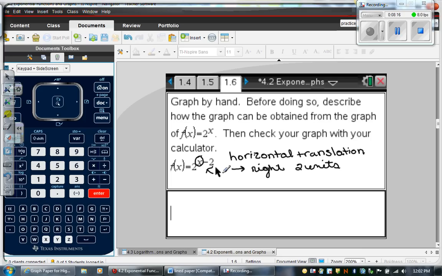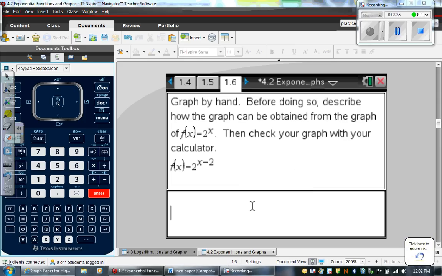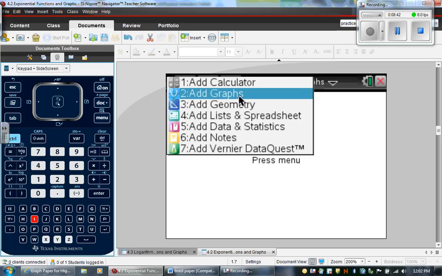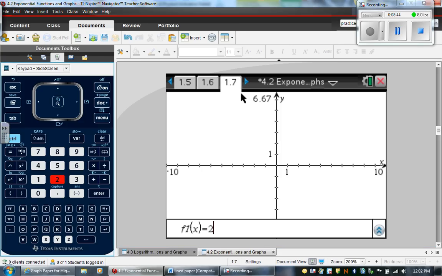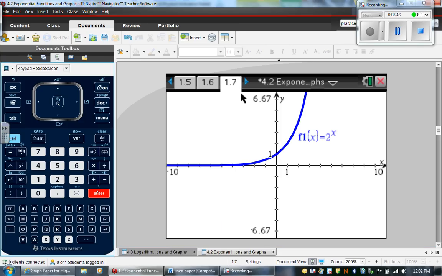Okay. So I want to double check and make sure that I'm right. We are going to skip the graphing by hand because we've done so much of this. So what we're going to do is just check this on our graphing calculator and see if we're right. We're going to start by graphing the parent function and then graph the function itself and see if we have indeed moved 2 units to the right. So we're going to enter a graph page, and I'm going to graph 2 raised to the x, and here's our original function.